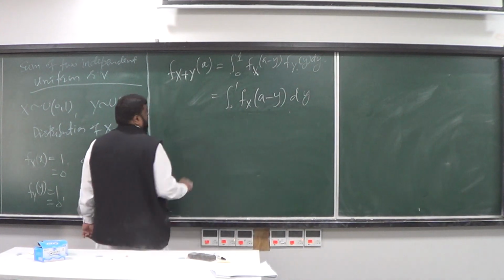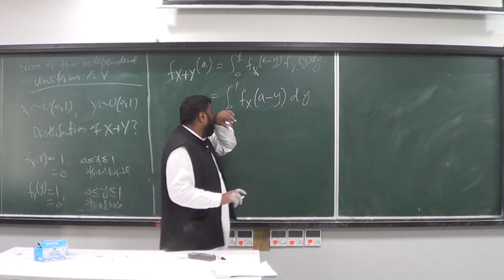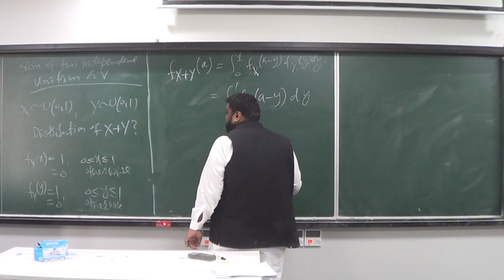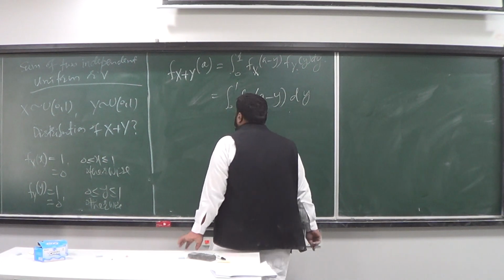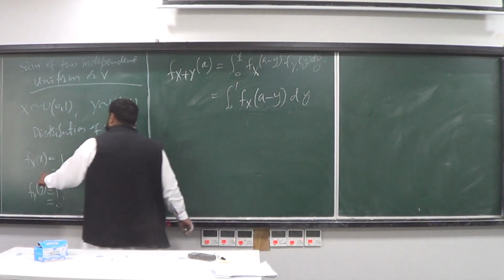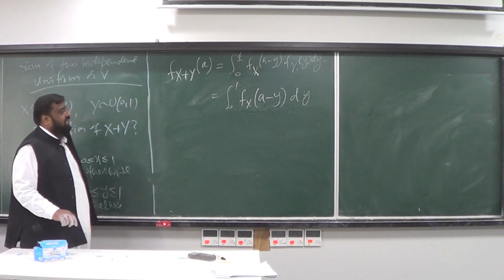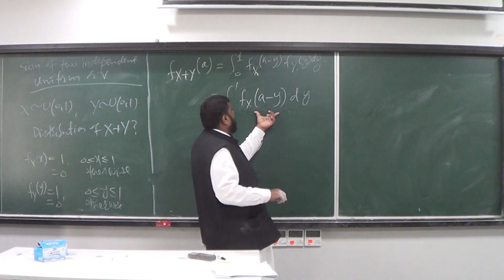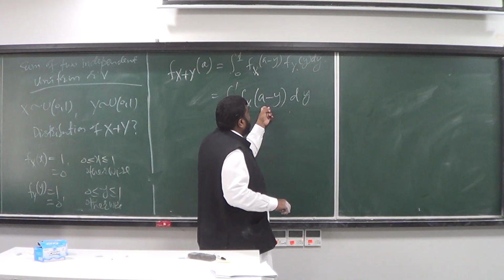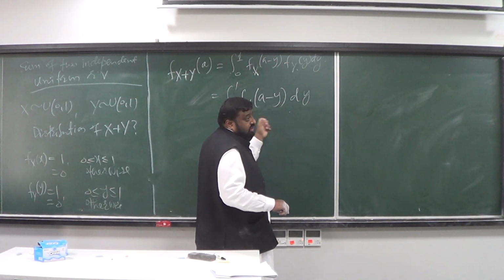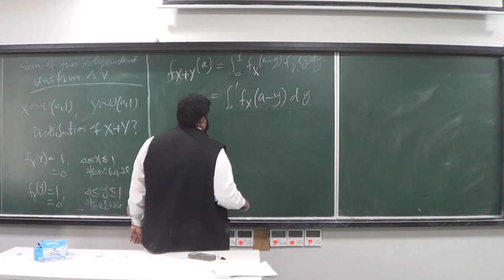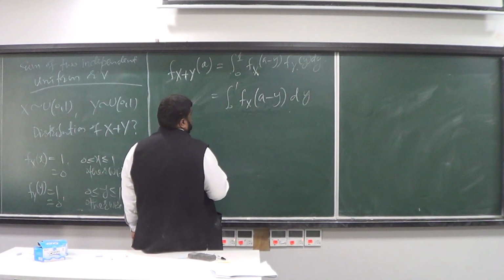Discussion on this. So what we would like to do is compute this integral. In order to compute this integral, we need to keep in view that f_X(x) is 1 when x is between 0 and 1. Hence, this integrand would be 1 if a minus y is between 0 and 1. So, what would we like to do?